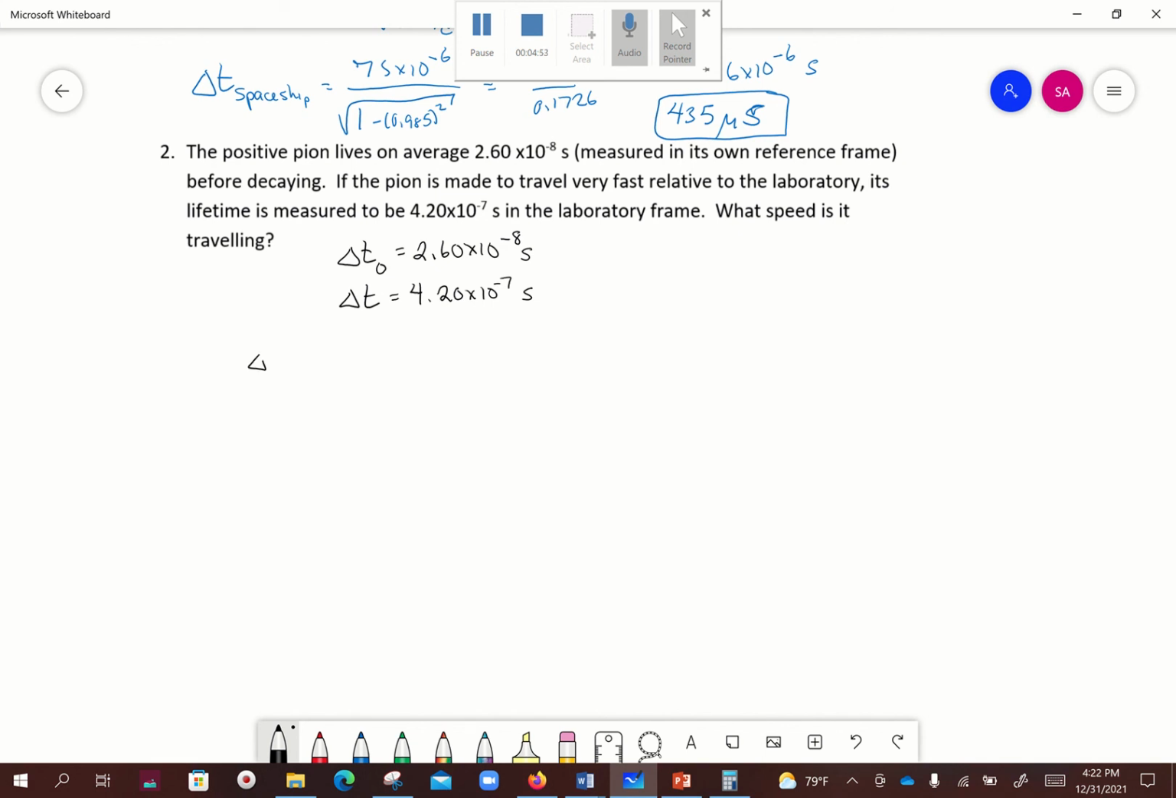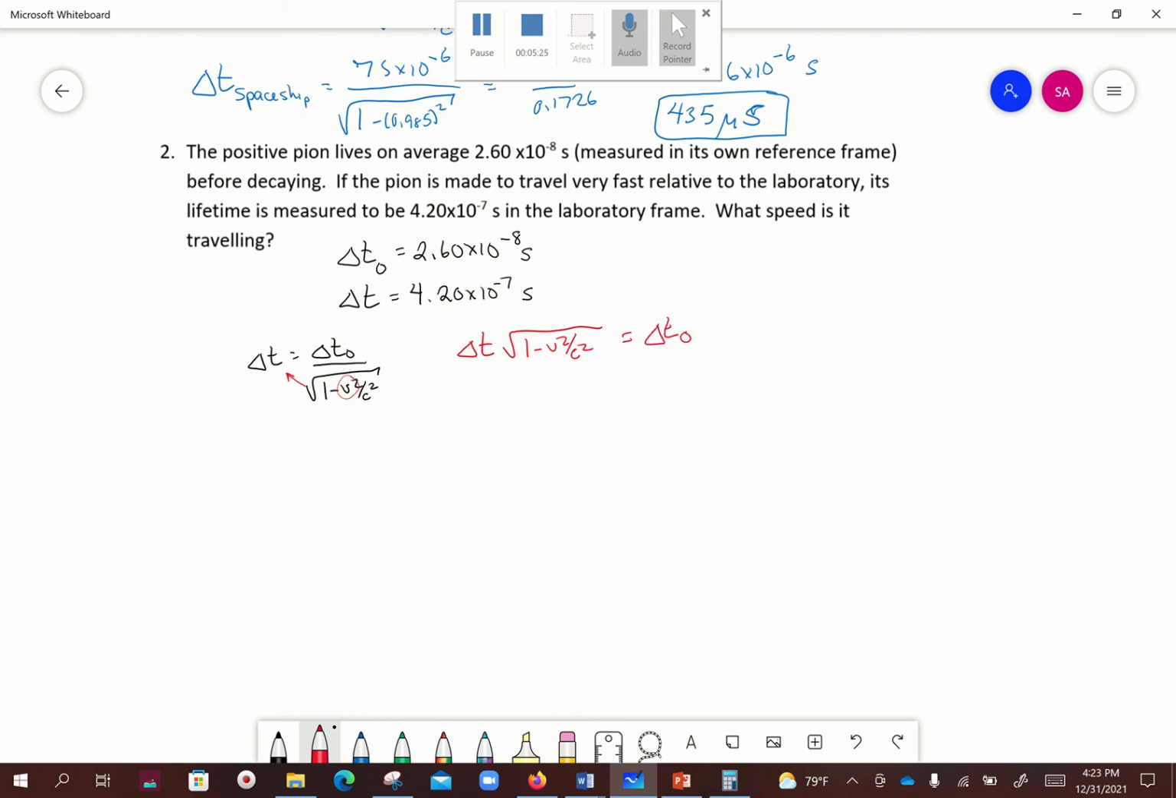All right, so what we know is that delta t is equal to delta t0 divided by the square root of 1 minus v squared over c squared. That's the only equation we have. So I want to get the v out of that, and I'm going to have to do a whole bunch of algebra to get it. First, I'm going to multiply that up to the side. I'm going to show you all the steps in the math. It's going to be delta t times the square root of 1 minus v squared over c squared equals delta t0.